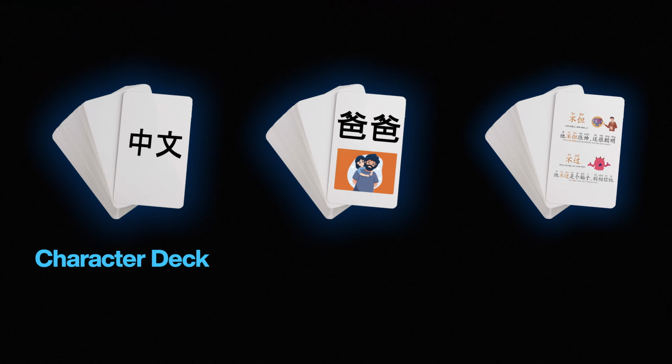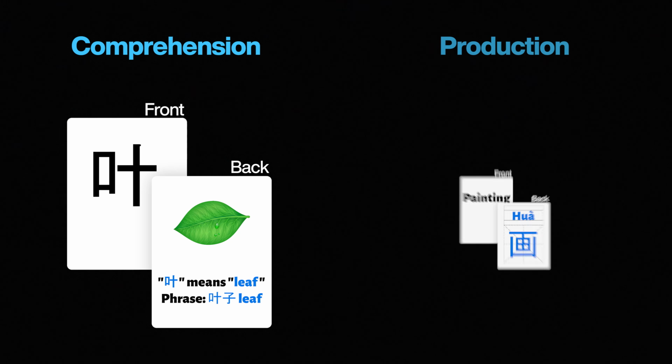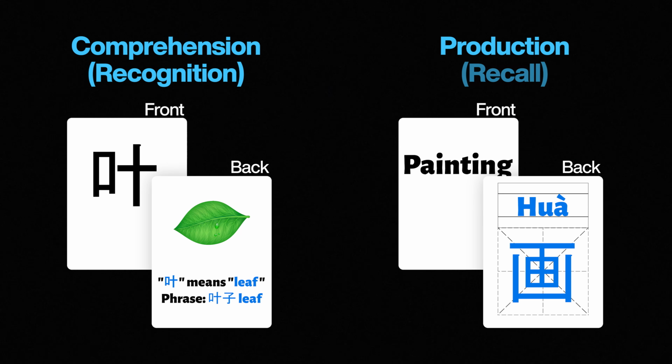So to sum this up, I'd recommend that you have 3 decks: a character deck, a beginner vocab deck for common compound words, and a sentence deck. Now, the next key question here is, what do your cards actually look like? So there are 2 major types of flashcard: comprehension and production, or recognition and recall, if you like.